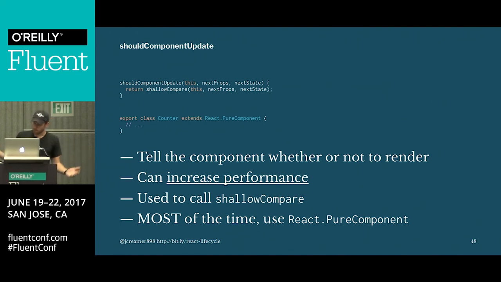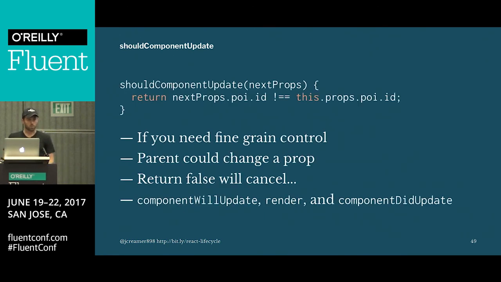However, there may still be something where you just really, really want to do this yourself. So you still can override shouldComponentUpdate, and you could say, does my next ID not equal the current ID? And in this case, this would work. Basically I'm saying the only time I want to re-render this component is when my POI IDs are different. I don't care if any other props change except for that piece right there. Because returning false will cancel the next three things that we're going to talk about: componentWillUpdate, render, and componentDidUpdate. Those will not fire if you return false here.